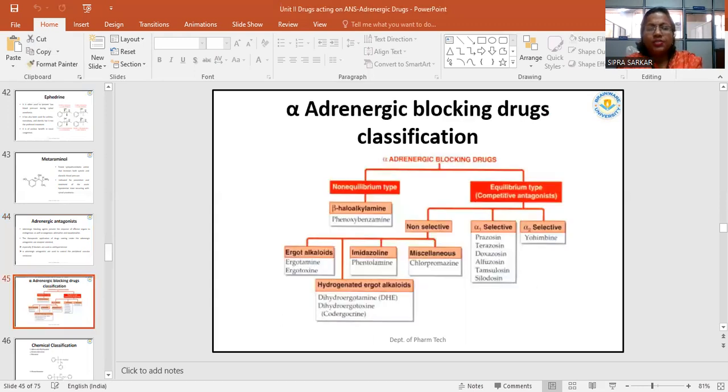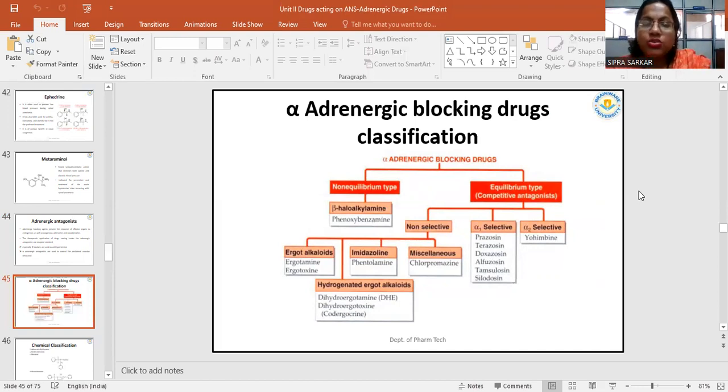Alpha-adrenergic blocking drugs are classified into two categories, that is non-equilibrium type and equilibrium type, where the non-equilibrium type has the beta-haloalkylamine and the equilibrium type is the competitive antagonist. In beta-haloalkylamine, in the beta position there is a halogen group and an alkylamine group is present, and the name of the drug is phenoxybenzamine. And the equilibrium type is a competitive antagonist. That means the drug will be competitively inhibiting the action of the adrenergic drugs.